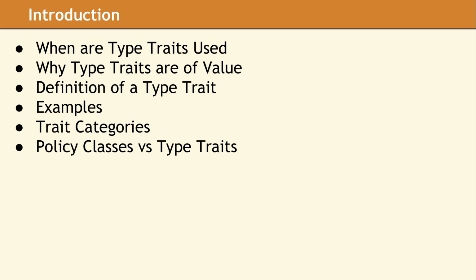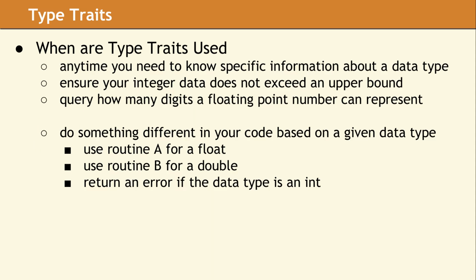Although we are going to start by talking about when to use a type trait and why they are of value, we are going to cover what a type trait is. We want to show a few examples and then explore the various categories of type traits, which will help to show how they are named. Then we want to talk about the difference between a user-defined policy class and a user-defined type trait.